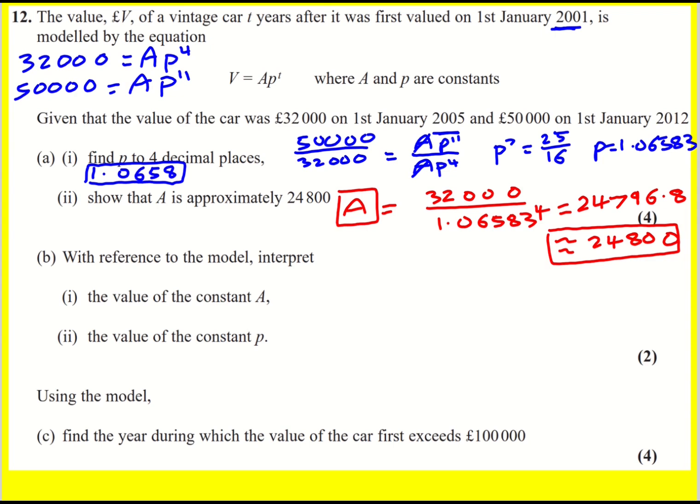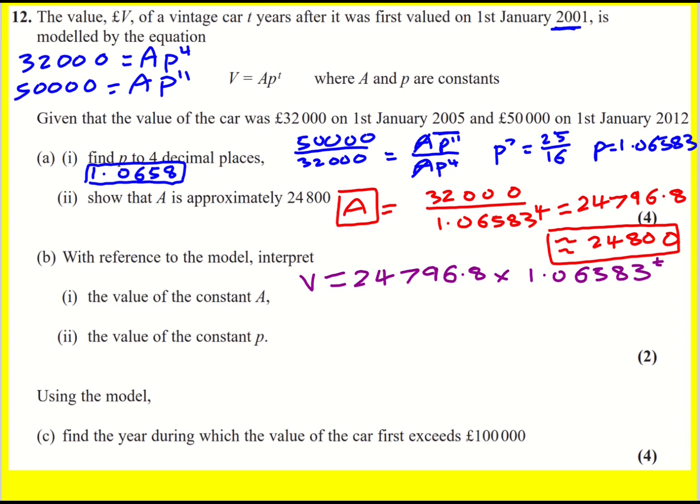Great. So we've got the model. I'm just going to actually write it down. V is equal to 24,800, and do you know what? I'm going to not round it. I'm going to write it like that, and then times 1.06583 to the t. Yeah, that's the fully non-rounded version. Well, not non-rounded. I have rounded it, but a lot later on.